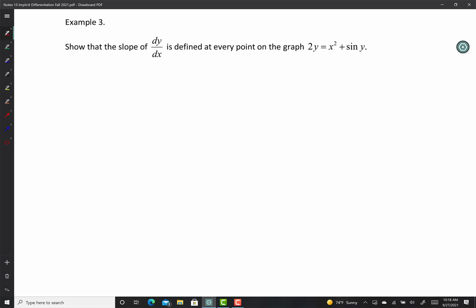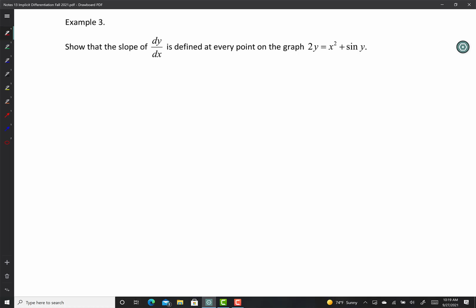It says, show that the slope dy dx is defined at every point on the graph 2y equals x squared plus sine y. Okay, let's talk real quick, guys, about what it means to be defined everywhere. I'm going to find an expression. If the expression is a polynomial, you're defined for every x and y. If the expression is a rational, I have to make sure that my denominator is never 0. Does that make sense? So we have to see how the expression looks and whether there are any restrictions that would cause that expression to be undefined.